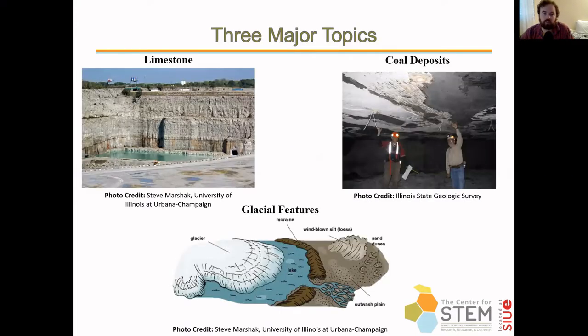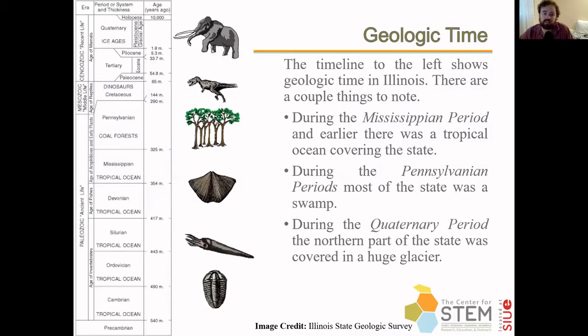The geology of Illinois can be summed up in three major topics: limestone, coal deposits, and glacial features. Understanding all three of these things will really help you understand all of what's going on geologically in Southern Illinois. It's also necessary to look into geologic time, which is one of the activities we put up this week. Geologic time covers an enormous span of time in millions and billions of years.